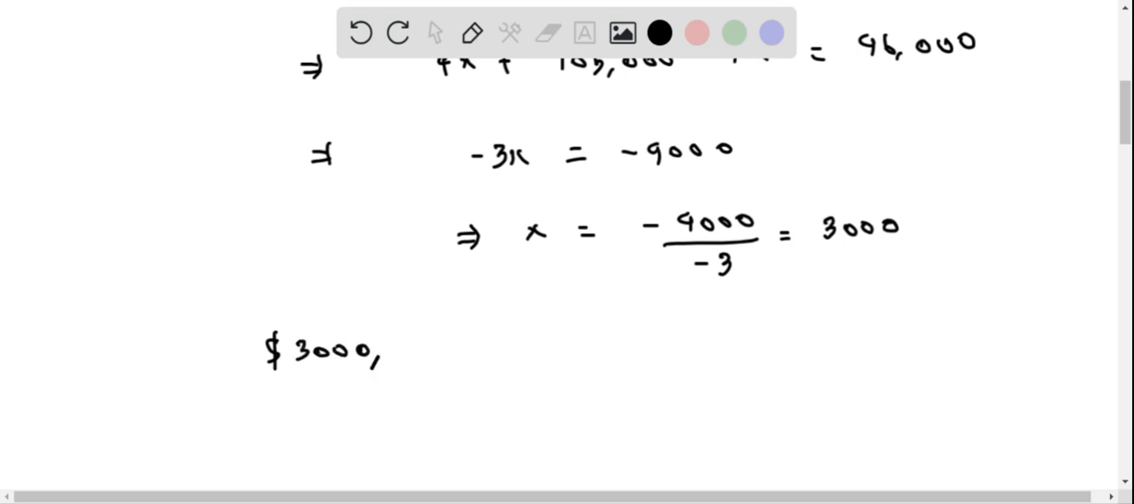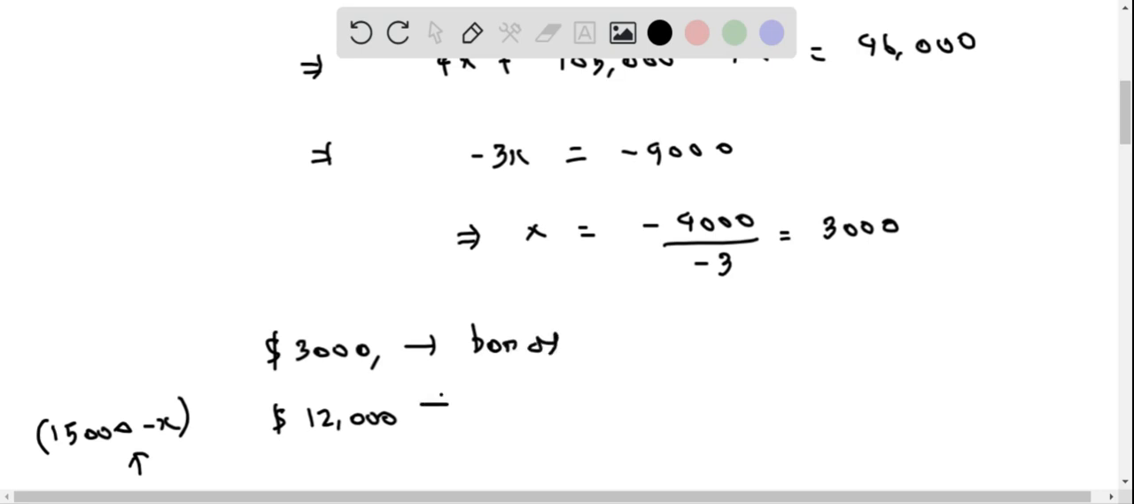And the amount of money invested in stocks is 15,000 minus x. So if we plug in x equal to 3,000 into this, we get 15,000 minus 3,000, which is basically 12,000. So 3,000 is the amount of money invested in bonds and 12,000 is the amount of money invested in stocks.